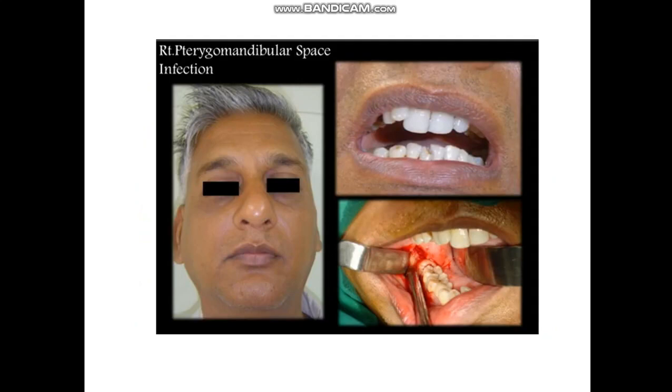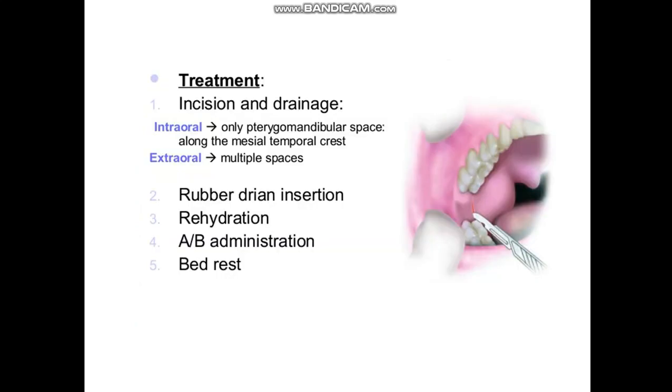Patient with pterygomandibular space infection usually present clinically with severe trismus, but there is no swelling, neither intraoral nor extraoral. Patient may complain of pyrexia as well as malaise. The surgical treatment also could be intraoral or extraoral incision.